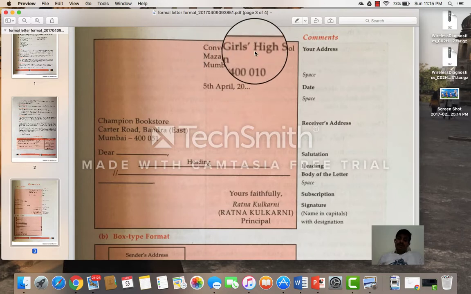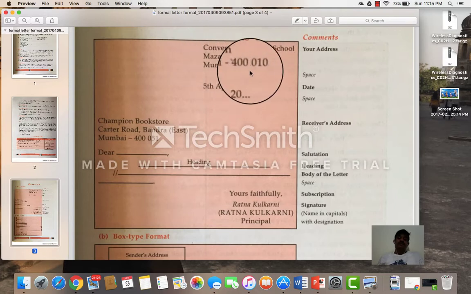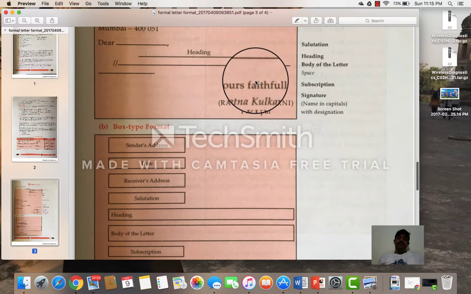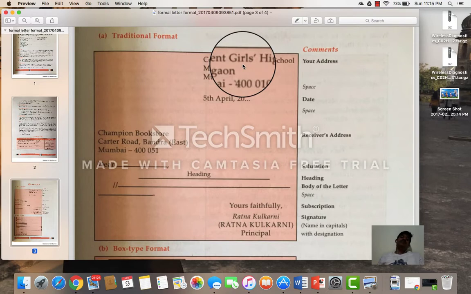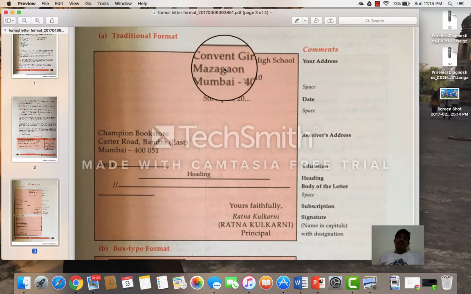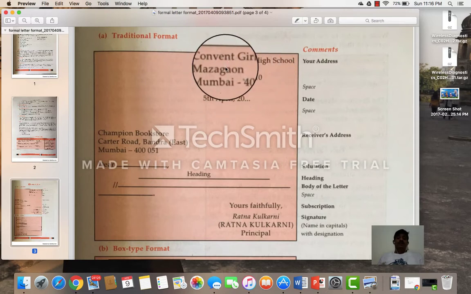The first one is the sender's address. Mind you, here we do not have the name of the sender, just as in the case of informal letters. We have only the address of the sender, and the name is written after the subscription in full. So coming back, we have only the address of the sender. The address must have minimum two lines with the place, the street, the cross, the name of the building, the number, the city, town and the pin code. All these must be written and mentioned.